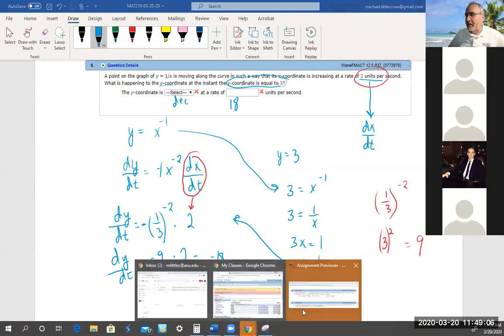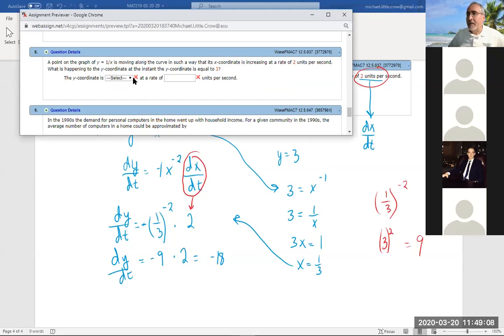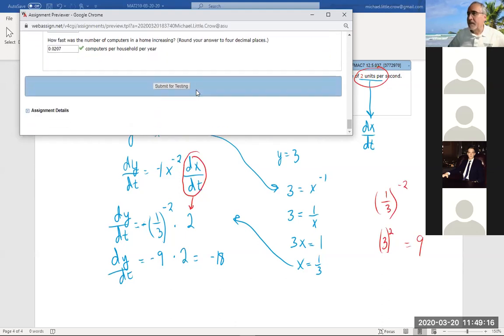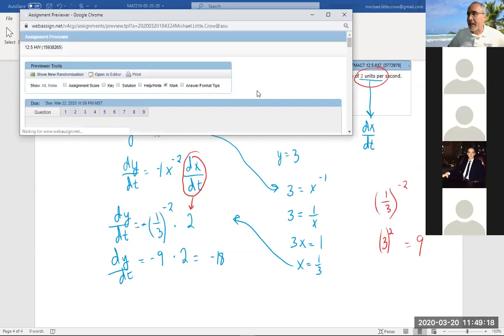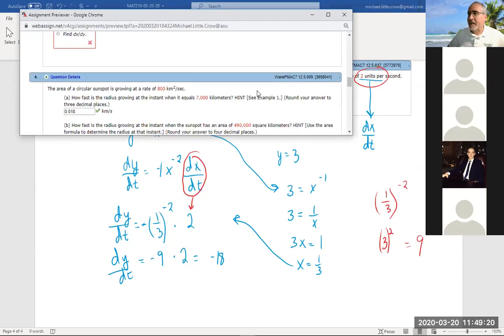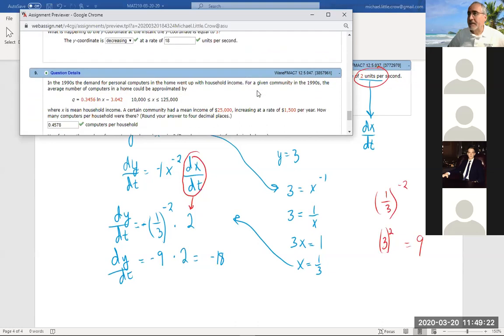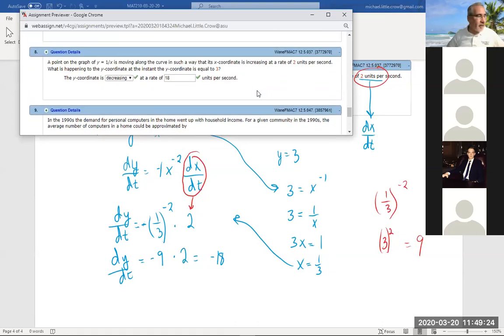Okay, so we come back to it. Let's just go ahead and put it in. So we select here, it is decreasing at 18 units per second. Let's check it out. And that's correct.